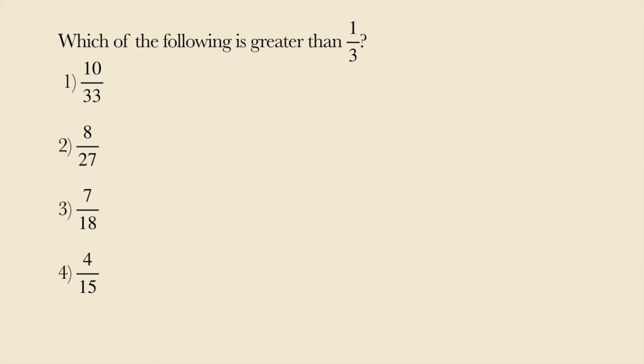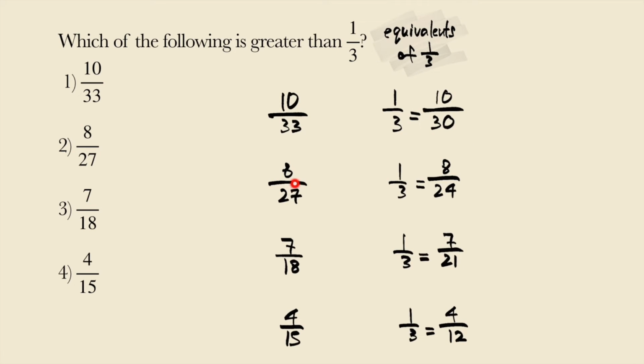Okay, time to use equivalent fractions. So write the 4 fractions down. And then look, okay, 1/3. Let's compare it to 10 over 33. Let's make the numerators 10. And look at this, right? Which one is greater? Look, this one is actually smaller, isn't it? Because the denominator is larger. So this is a smaller fraction than 1/3.